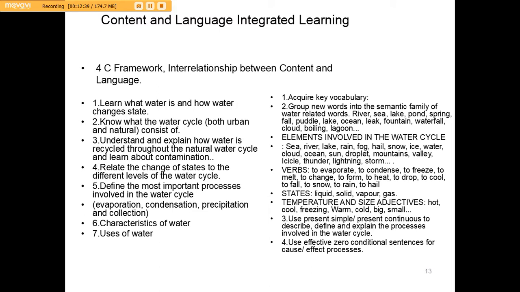So we can map the grammar that we want to encourage the students to use within the CLIL framework, which is something that we don't really do in task-based learning. So that's one difference between CLIL and task-based learning. It can be a little bit more prescriptive.